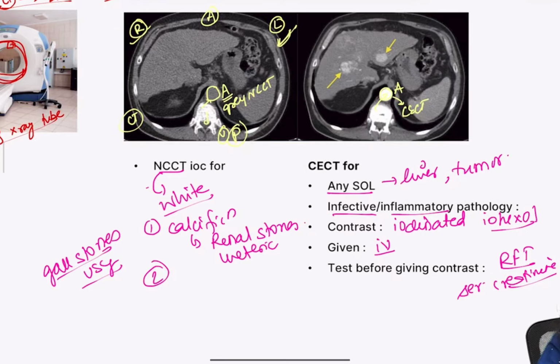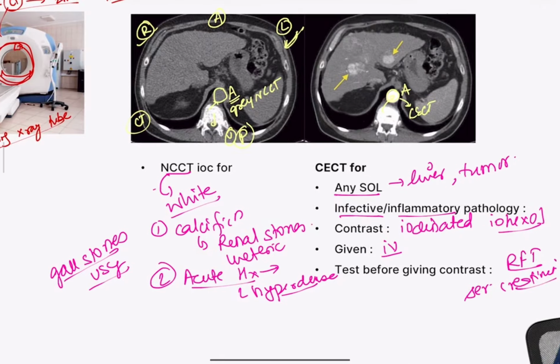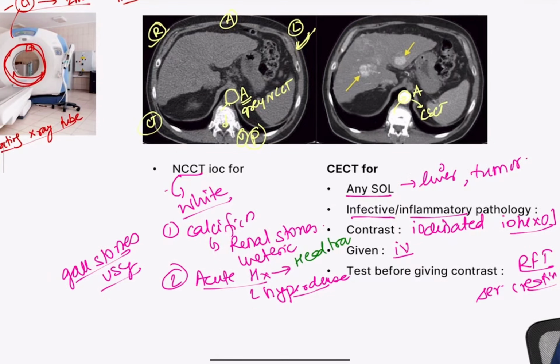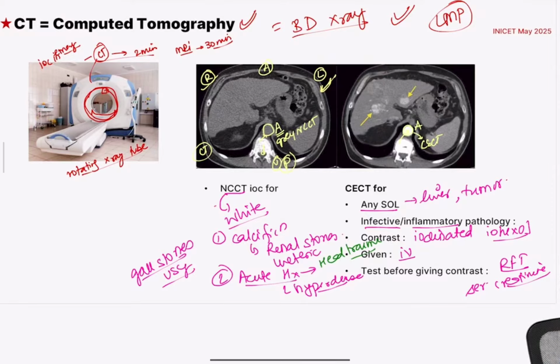The second thing which is white on non-contrast CT is acute hemorrhage. Acute hemorrhage is white. When I say white, remember it is hyperdense. Why is acute hemorrhage white? Because acute hemorrhage contains RBCs, the fresh RBCs, which increase the density of the acute hemorrhage. So increased density, more dense, hyperdense. Hyperdense means white. So what are the acute hemorrhage pathologies? Like head trauma, right? You will go for non-contrast CT. So remember, for calcified pathologies and for acute hemorrhage, we go for non-contrast CT.